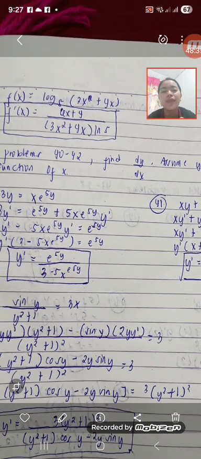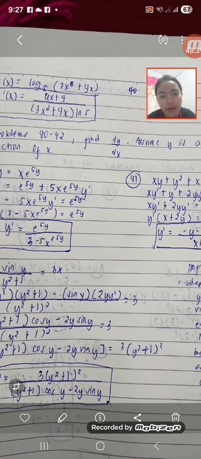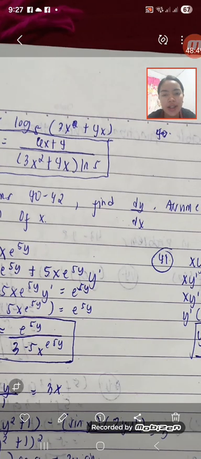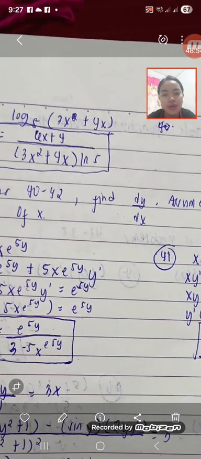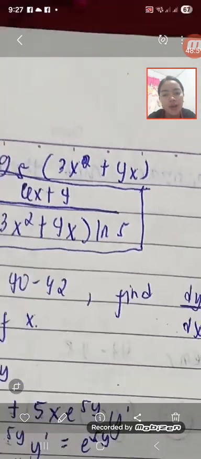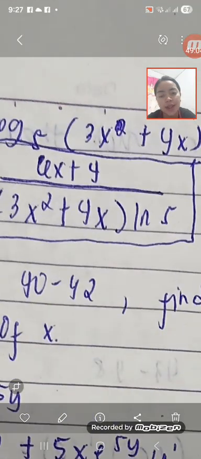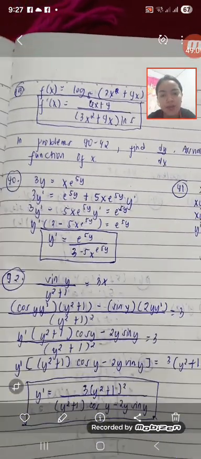Because visually, we have here 1 over ln 5 multiplied by the derivative, 1 over 3x squared plus 4x, multiplied by the derivative of this one, which is 6x plus 4. So 1 over ln 5 times 6x plus 4, and you just need to copy the denominator. That's why we come up with this answer.